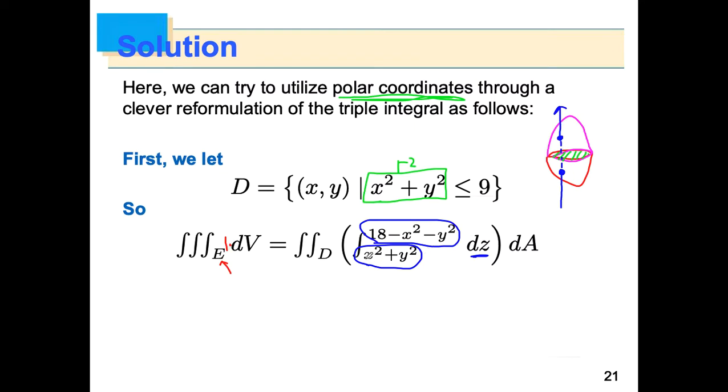Now this should be very easy to integrate. It looks complicated, it looks crazy, but it should be very easy to integrate because the antiderivative of dz is simply z. So if I take the antiderivative, I get z, and then you're just plugging in the upper limit for z, subtract the lower limit.